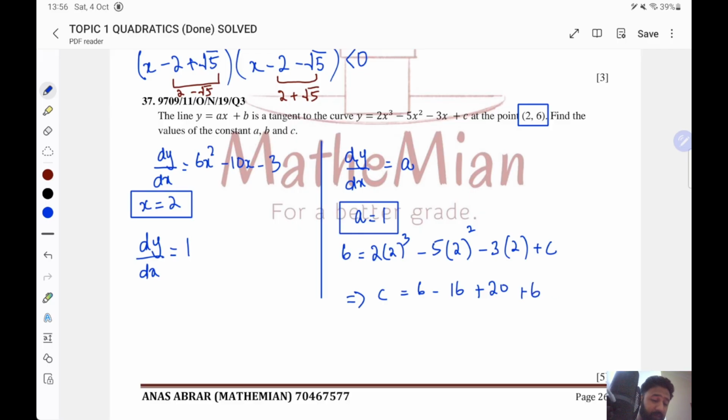So 6 minus 16 plus 20 plus 6. So the answer for C is going to be 16. So the value of C will be 16.